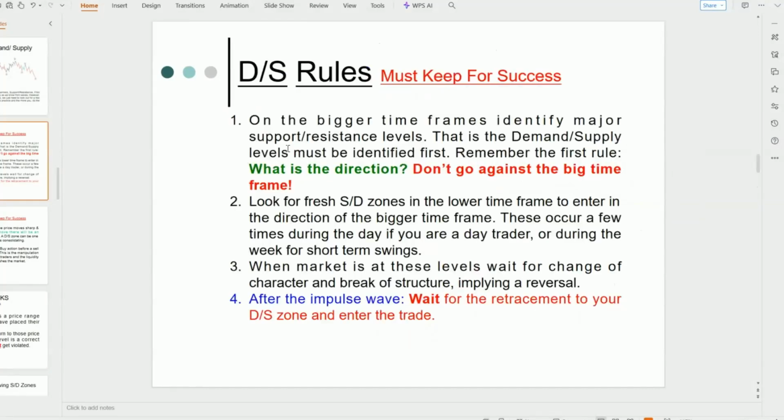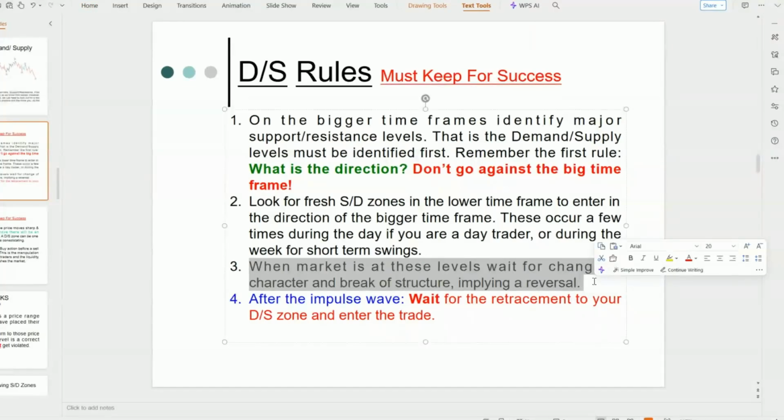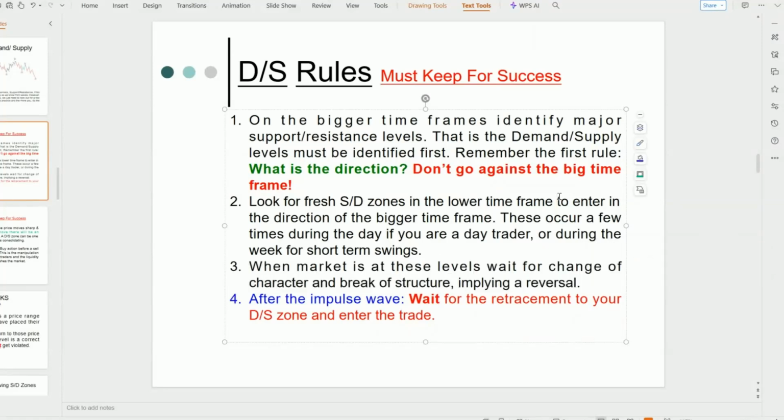Let's take a look at the third one. Now, when market is at these levels, wait for a change of character and break of structure implying a reversal. So this is what you do on the smaller time frame. Remember, I went from the daily to the 1 hour and into the 15-minute. Now when the market gets there, you can do the same. You can go to the 5-minute and the 1 minute to watch for a change of character, a break of structure in the smaller time frame, and enter exactly the same way.